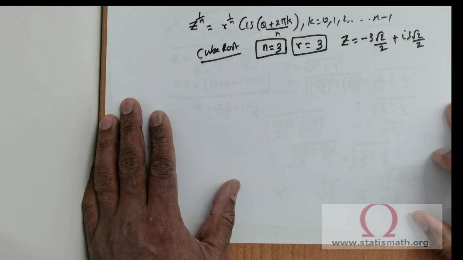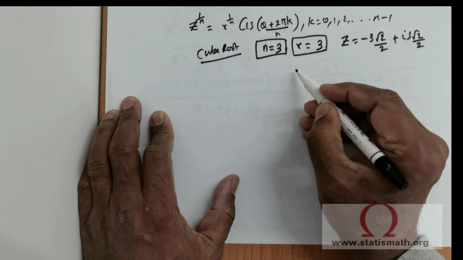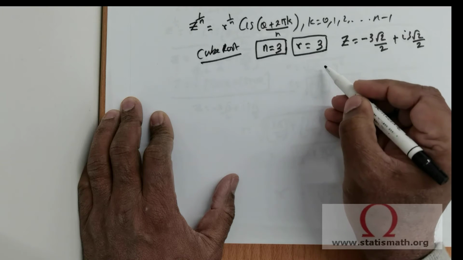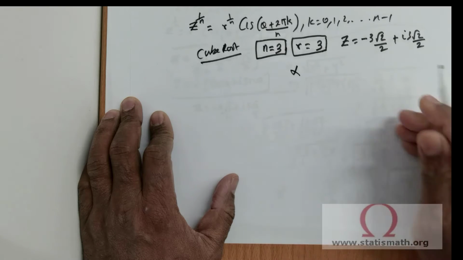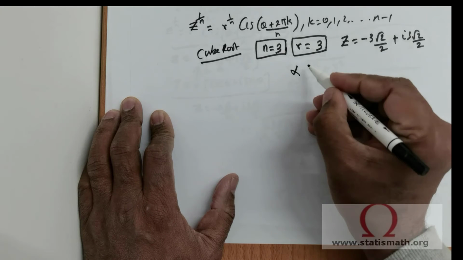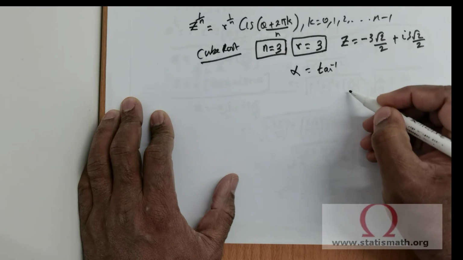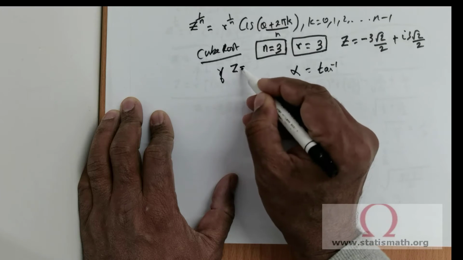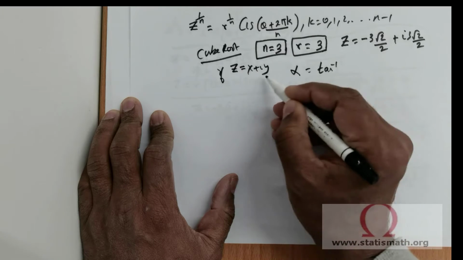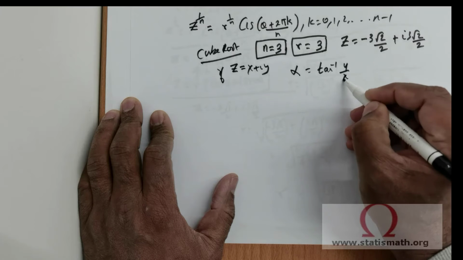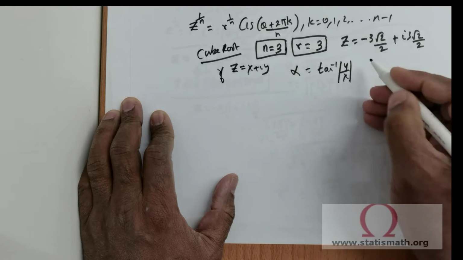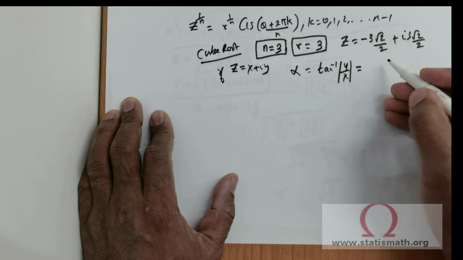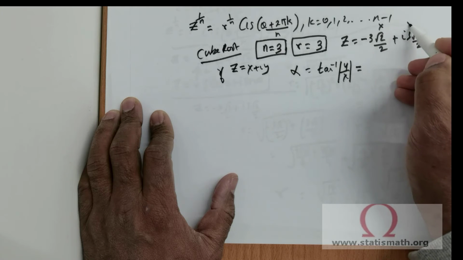Now the question comes, what is the value of theta? Before we could proceed to the value of theta, we have to find the value of alpha, right? So that is critical. So alpha is equal to tan inverse of y divided by x. Because if z is equal to x positive iy, then alpha would be tan inverse of y divided by x, of course with the modulus sign. So in this case, this is going to be my x, this is going to be my y.